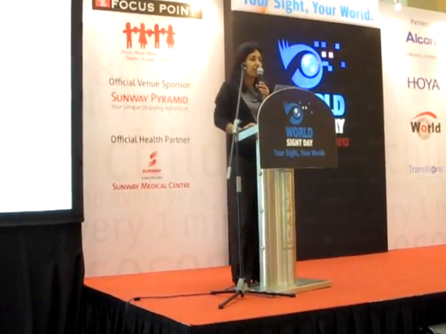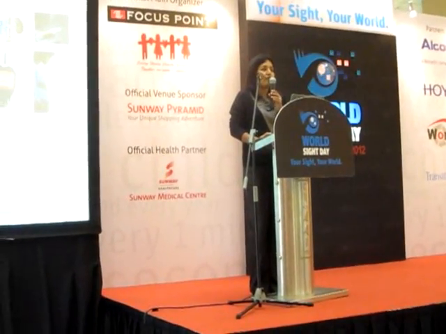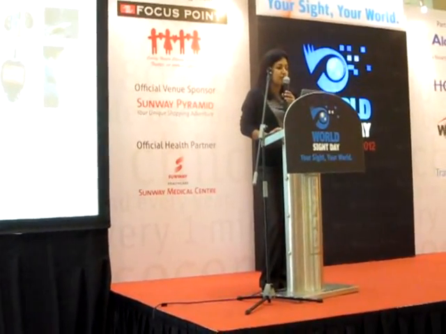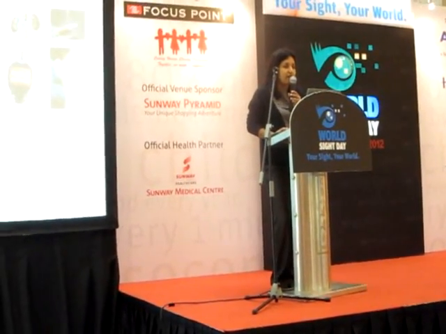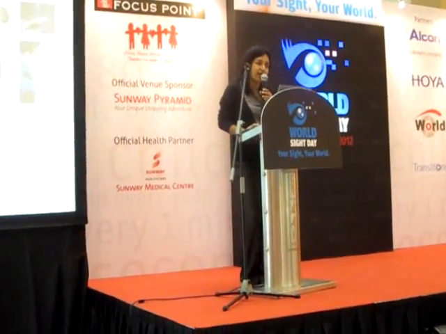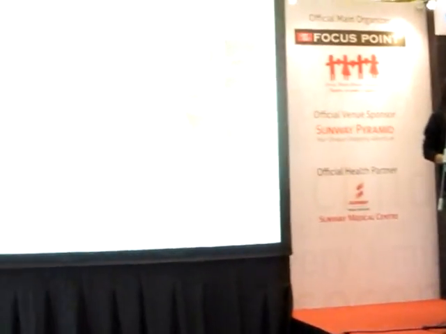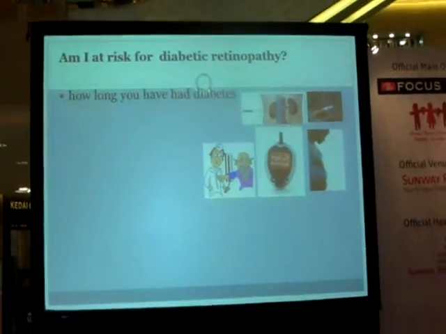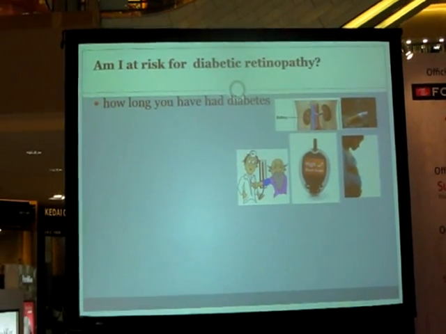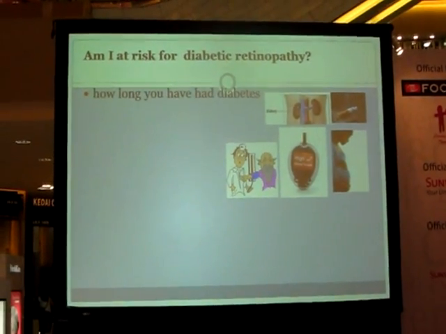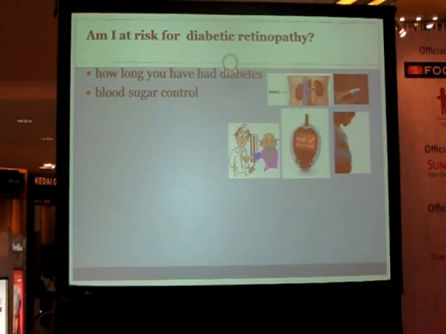The lines may appear crooked, and when you want to check with the doctor, you first want to ask, am I at risk for diabetic retinopathy? First question is, how long have you had diabetes? The longer you have diabetes, almost certainly you will have some form of retinopathy, because almost 90% of people who have diabetes more than 10 years will have some form of retinopathy.